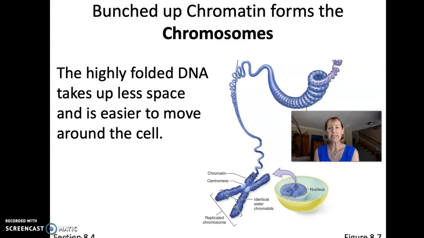A highly folded DNA takes up less space and it's easier to move around the cell. So not this long, much shorter. It's easier to move it from one place to another in a cell while it divides, and it's going to be organized. And in the diagram here, it's showing it in the nucleus of the cell, because that's where this is happening. Wrap, wrap, wrap in an organized form, and you end up with a chromosome.